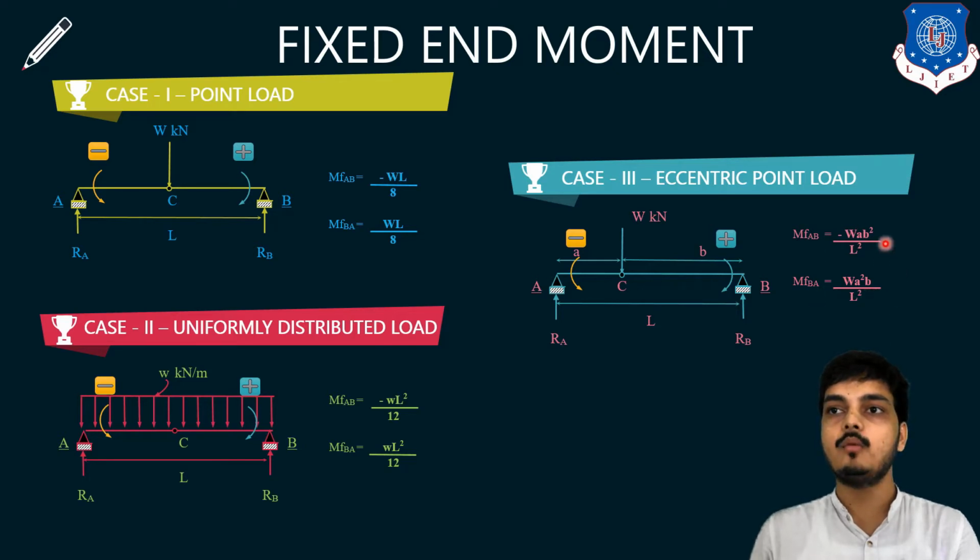Here both the formulas are different. In case 1, both the formulas are the same, only the negative and positive signs differ. Case 2 has the same formula, with the negative and positive sign difference. But in case 3, besides the sign difference, the formula is also different. Here you can see WAB square, and here you have to see WA square B by L square. So we have to remember this. So these were our fixed end moments.